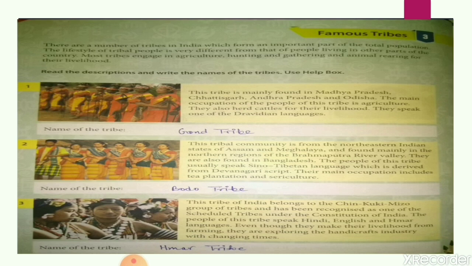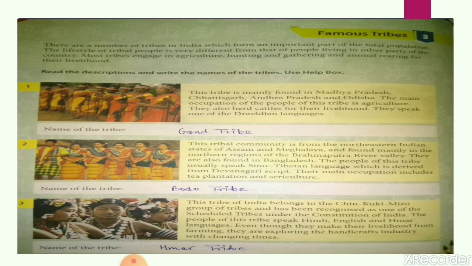Second image you can see, this tribal community is from the northeastern Indian states of Assam and Meghalaya, and found mainly in the northern regions of the Brahmaputra River Valley. They are also found in Bangladesh. The people of this tribe usually speak a Sino-Tibetan language, which is derived from the Devanagari script. The main occupation includes tea plantation and sericulture. So this is the Bodo tribe. They are the largest ethno-linguistic group in Assam state of India. They are part of an ethno-linguistic group of the greater Bodo-Kachari family, and they are spread across northeastern India.